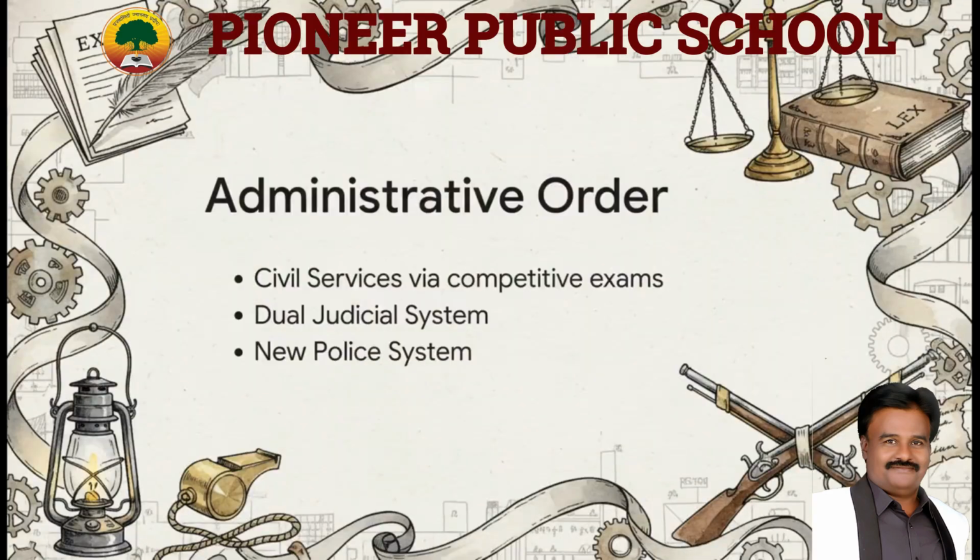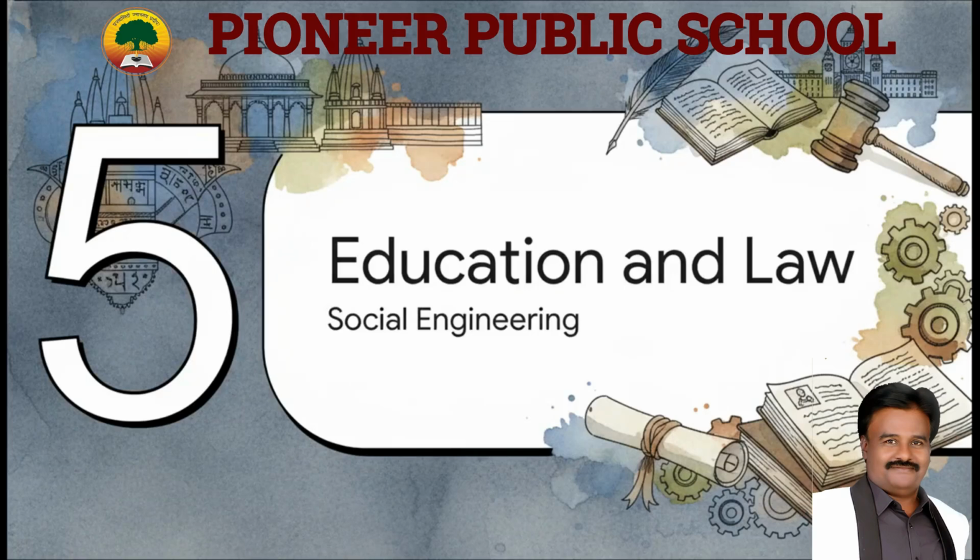To actually enforce these new laws, they imposed a brand new administrative order, laying foundations you can honestly still see today. They instituted a fiercely competitive civil service. They formalized a dual judicial system of civil and criminal courts. They established a highly structured police system to maintain internal order. And of course, they maintained a massive military system to defend their supremacy. It was a vast, incredibly efficient machine of governance. Which brings us to Section 5, Education and the Law.